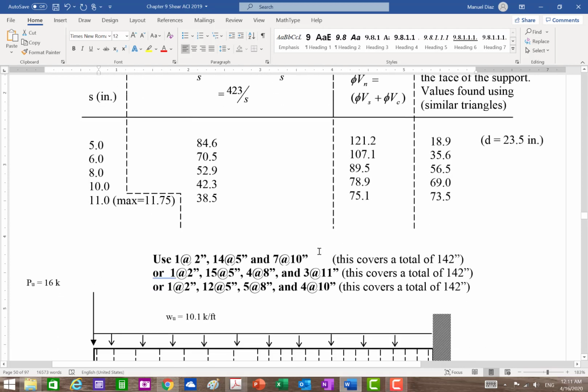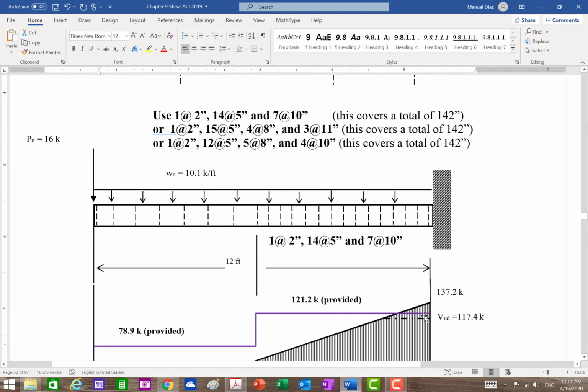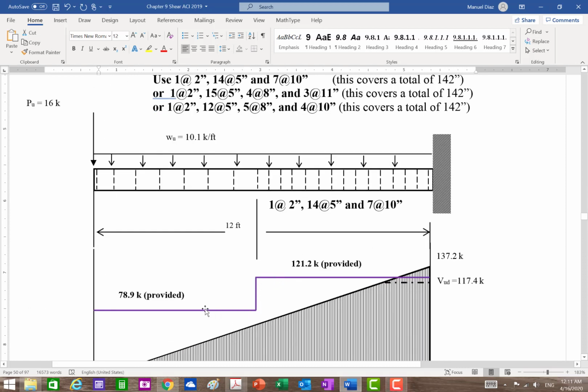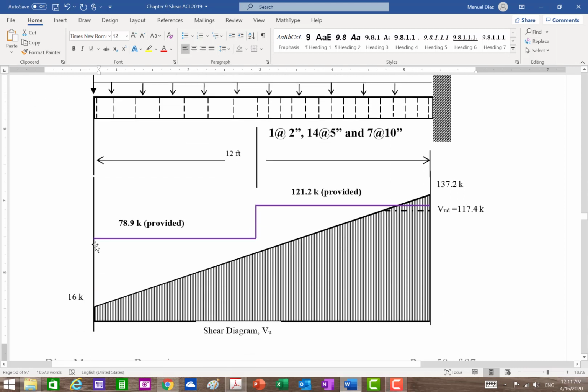And for how long are you using that? For 70 plus 2, 72 inches. So for a length of 72 inches, you're going to use this. After that, you are going to do what? You're going to do 7 at 10. Okay, 10 gives me 78.9. So after that, I'm providing 78.9. And that takes me pretty much to the end of the beam, right? And so that's what I'm providing. Okay? So that's how you plot this provided line. Okay? This is the shear strength provided.